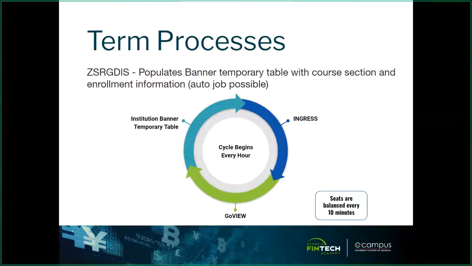The first piece that ZSRGDIS really touches is once you build these classes, you'll need to run this process, and that's what initially pairs the course in Ingress and allows the seat balancer to run and assign seats between institutions. Then once you have begun to run this process on a regular basis, what it does is it will push any registration or person record changes into a temporary Banner table. That temporary Banner table is picked up by Ingress every single hour. So it looks for any changes on an hourly basis, and then it pushes that information out to GoView. So your changes could be pushed to Ingress and GoView every hour. A lot of institutions have determined that they will set that auto job to every 3 hours just so that it doesn't slow any campus processes down. But of course, that's up to you and your Banner team and what works best for your campus.